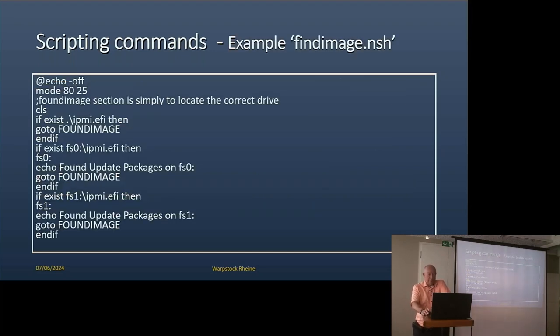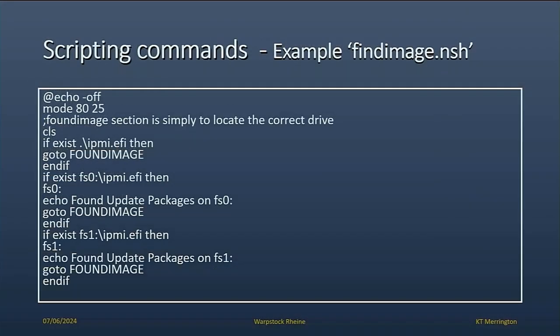Here is an example. So let's have a look, and you start to understand it immediately. Echo is off. Mode, that is the screen mode, 80 by 25. There's some text, clear screen, and we say if this exists, then go to the find. If it doesn't, then do this, and eventually stop the program. It's fairly easy to read.